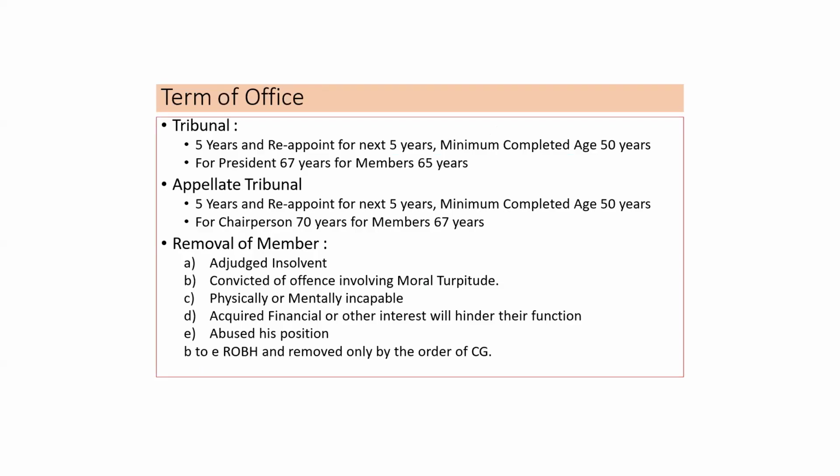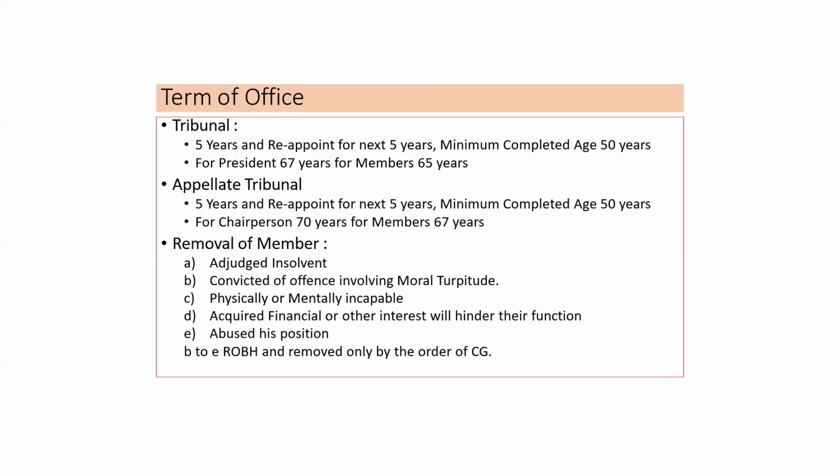Term of office. They ask questions on this also. कई बार पूछ लेता सवाल. For tribunal, 5 years. Term of office is 5 years, and reappointment can be done for next 5 years, and minimum completed age is 50 years. For president, 67 years. For members, it is 65 years. Tribunal के केस में. ठीक है.